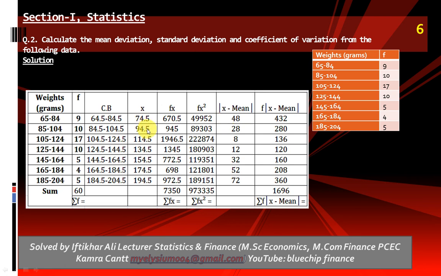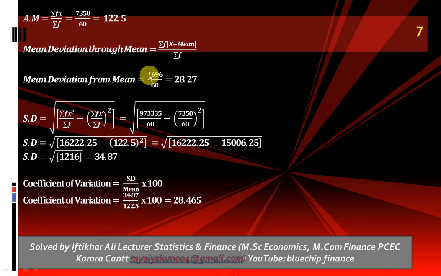94.5 minus 122.5 is 28, and so on. After the calculation of x minus mean while ignoring minus signs, simply multiply each value with f. So 48 multiplied by 9 is 432, 28 multiplied by 10 is 280, and so on, and the sum is 1696. After putting the values into this formula, the mean deviation from the mean is 28.27.